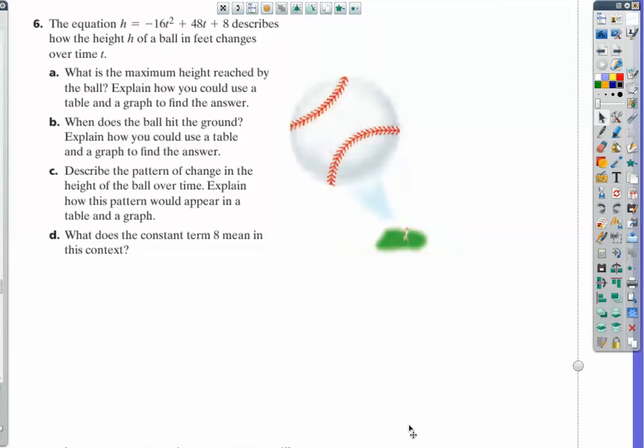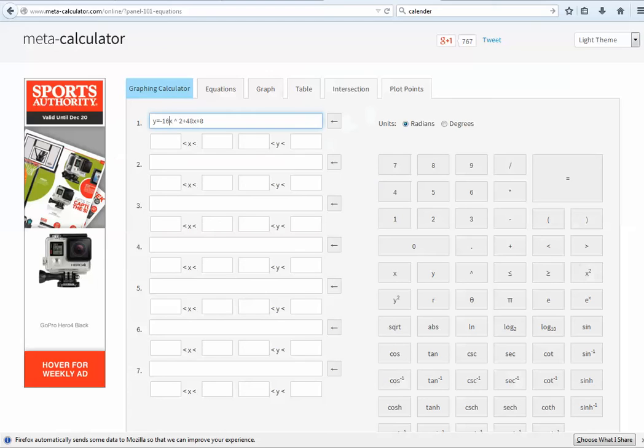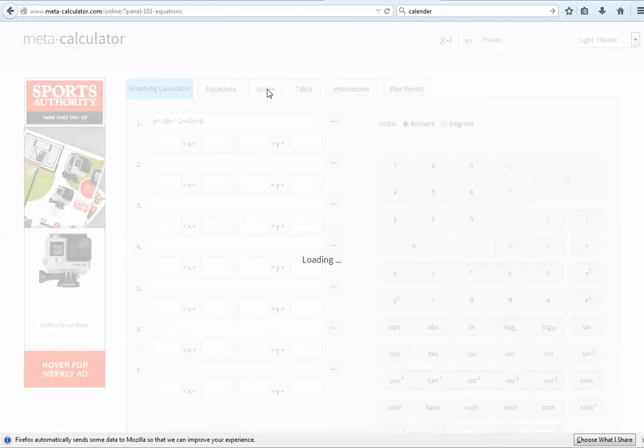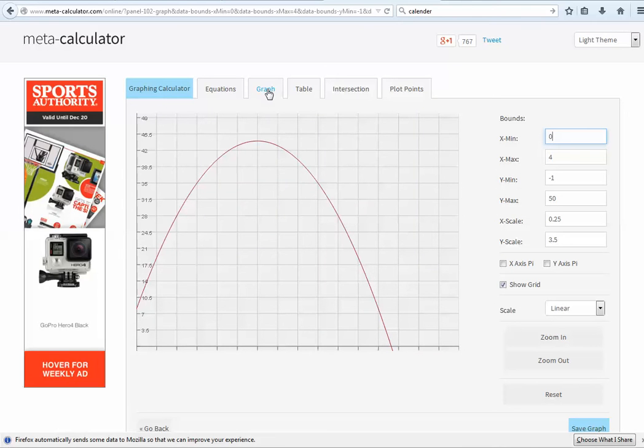So I'm going to go to my web-based graphing calculator. It's accessible straight off the 8th grade site. I'm going to type the equation into the equation bar, hit graph, and I will get a graph. I can see that the maximum point occurs right about here. But I don't want to estimate it by the graph, so I want to look at the table.